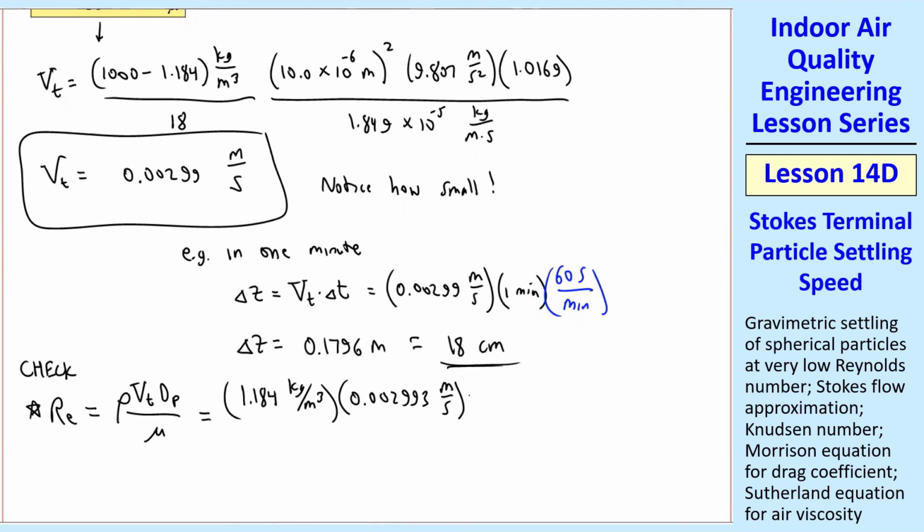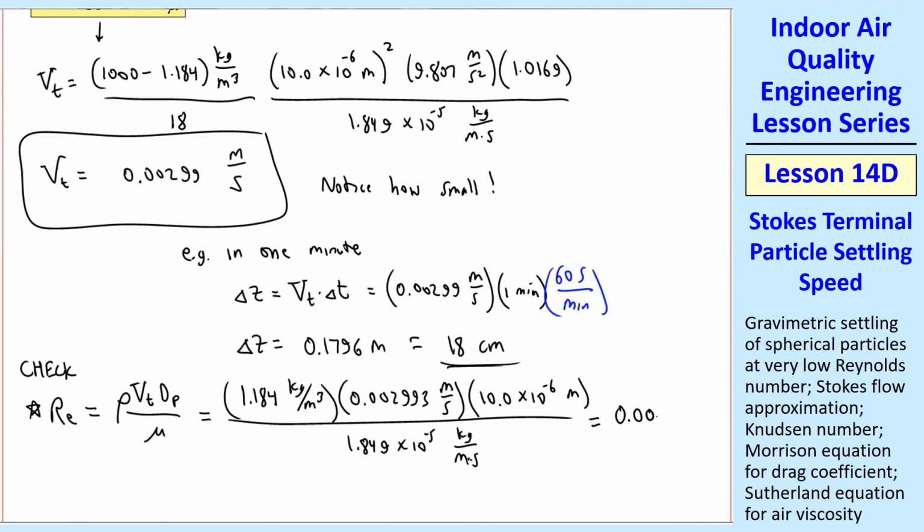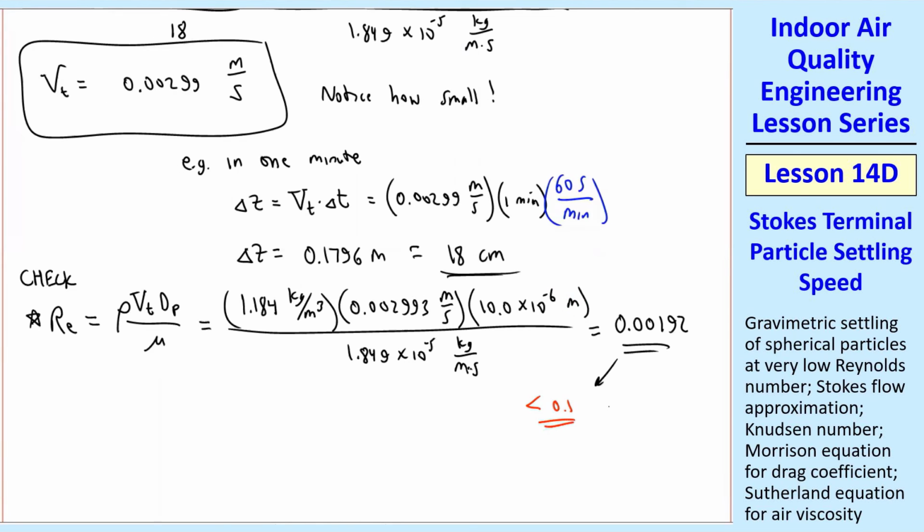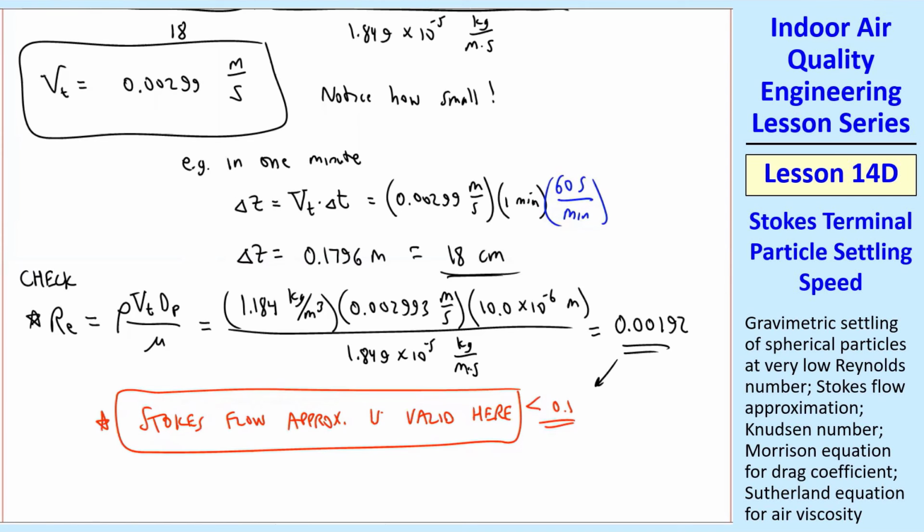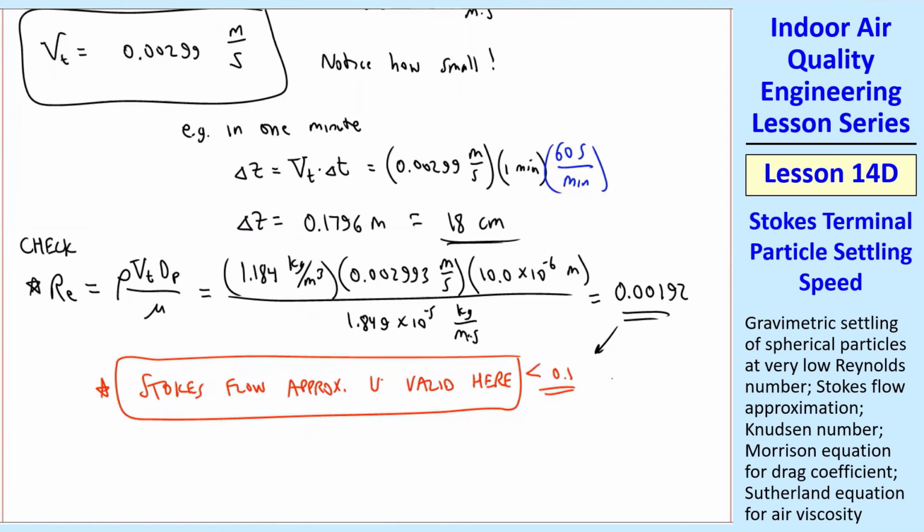I'm carrying 4 significant digits in my VTs to avoid round-off error. Again, convert dP to meters, plug in your mu, plug in your calculator. I get a Reynolds number of 0.00192, which is much less than 0.1. So we conclude that the Stokes flow approximation is valid here. So I can be confident with that value of VT that I calculated.